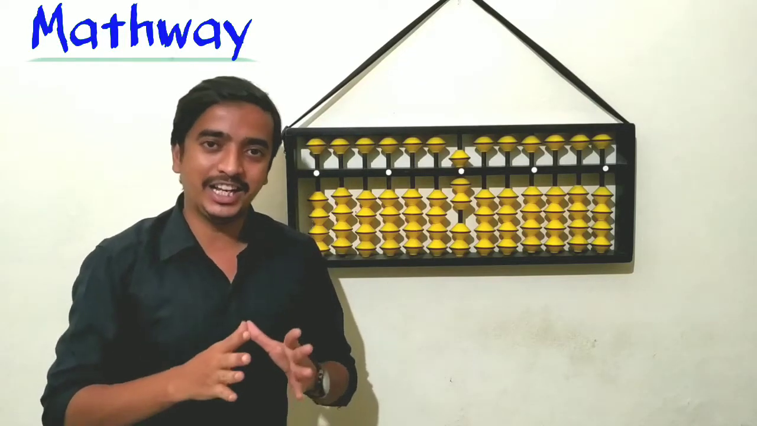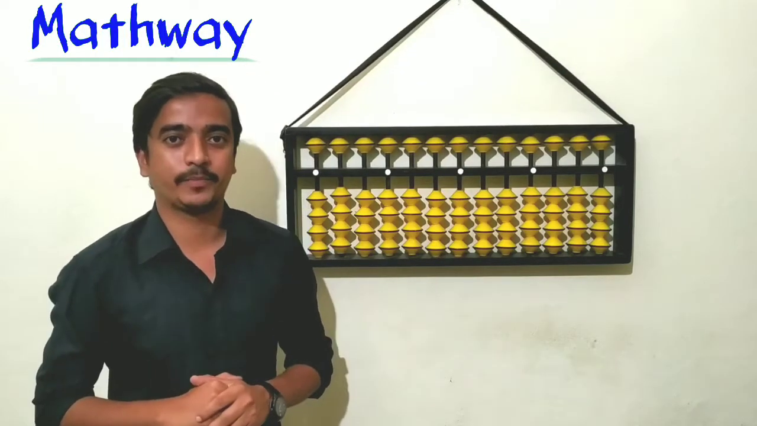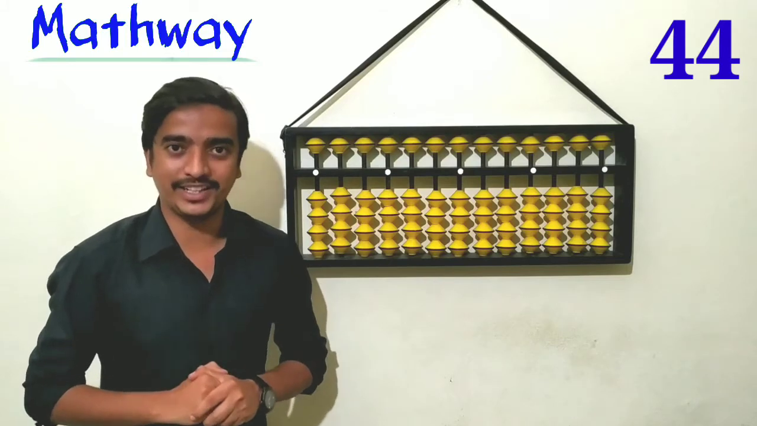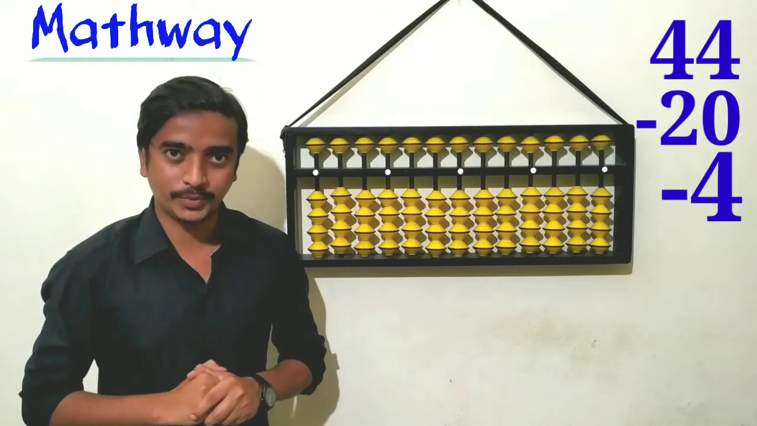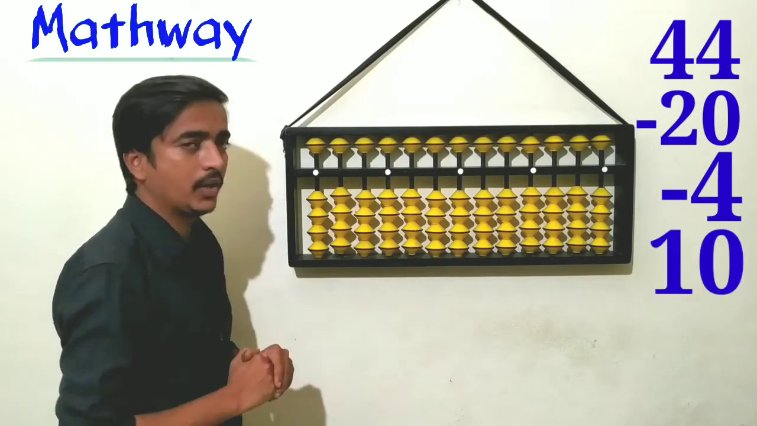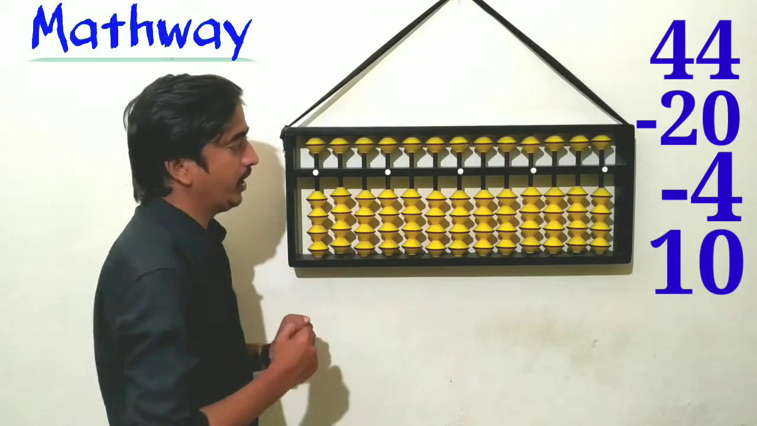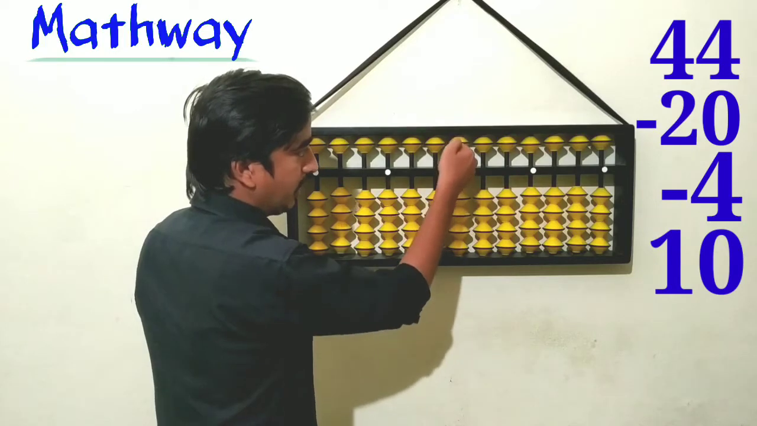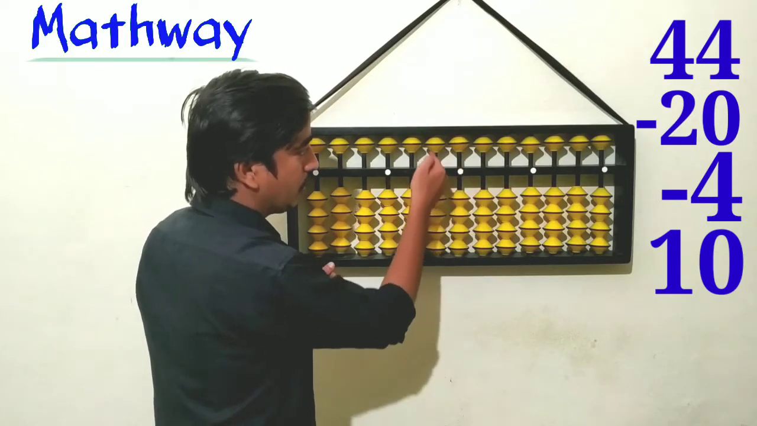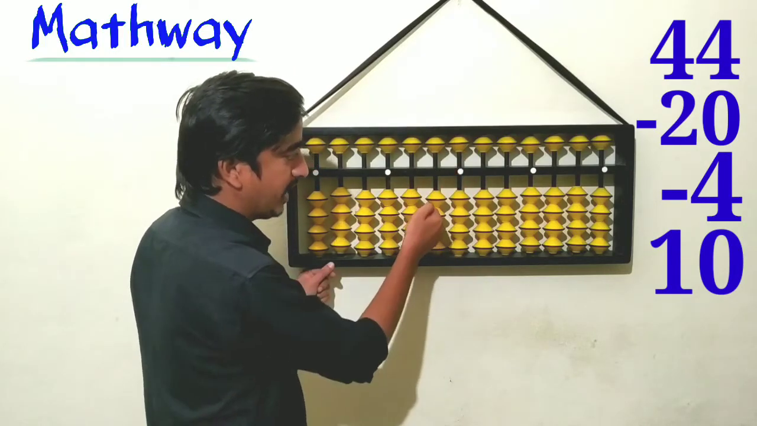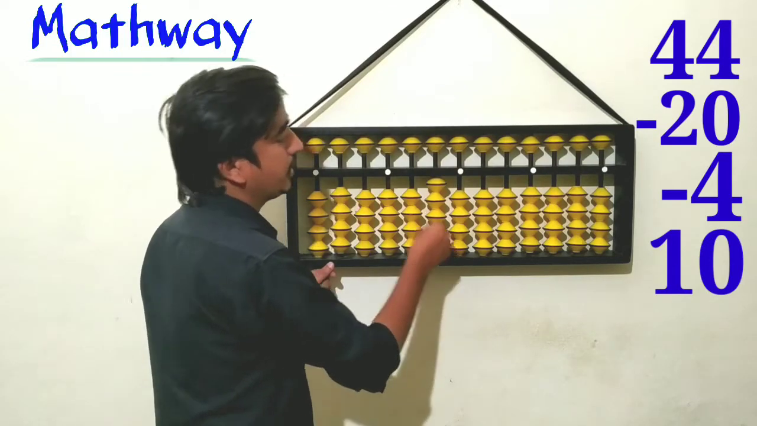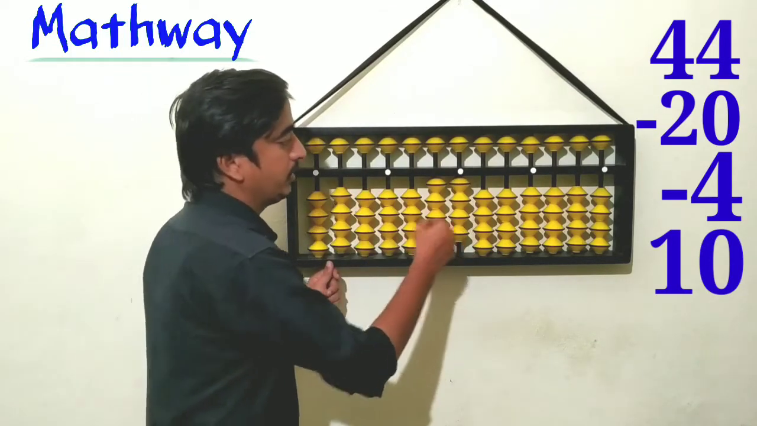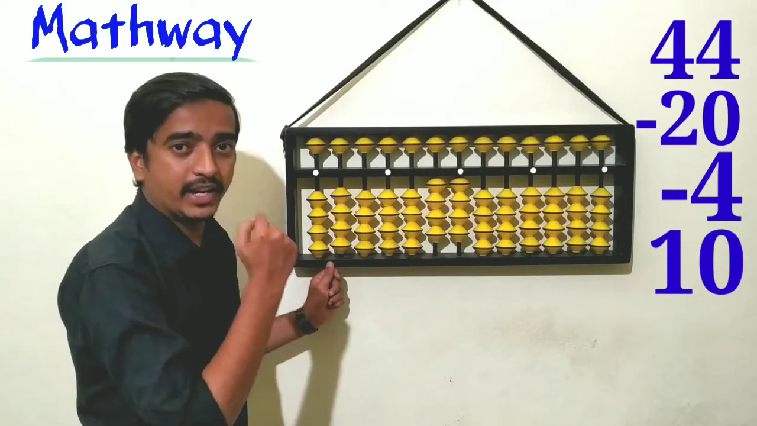Now let us deal with 2-digit numbers. 44 minus 20 minus 4 plus 10. So now take the first number, 44, here. 44 means 4 tens and 4 ones. Here we are considering ones, and the rod before it is tens. So it is 4 tens. This is 44, and then we subtract 20.